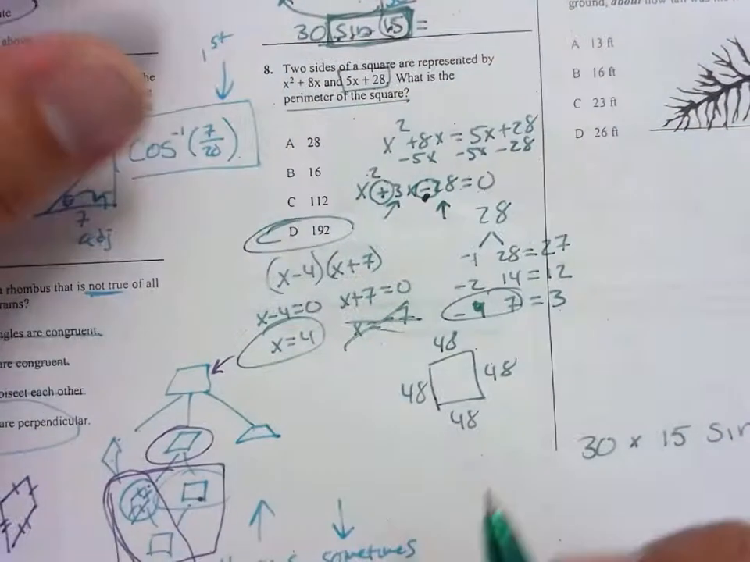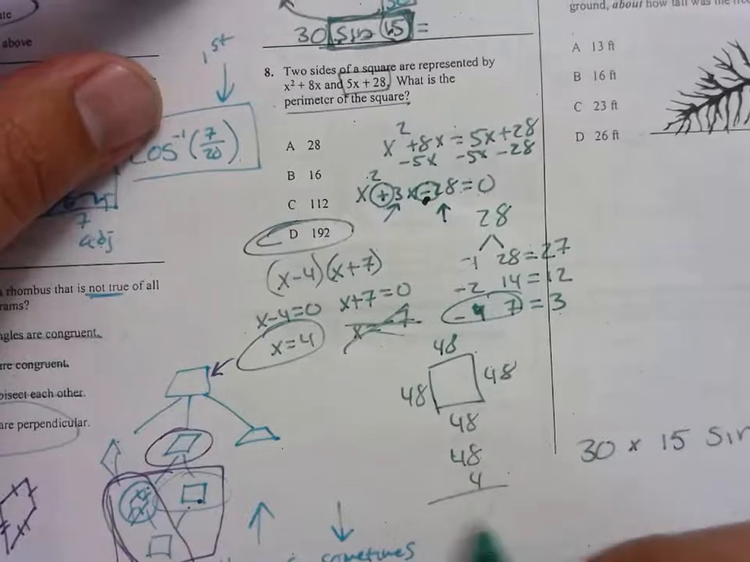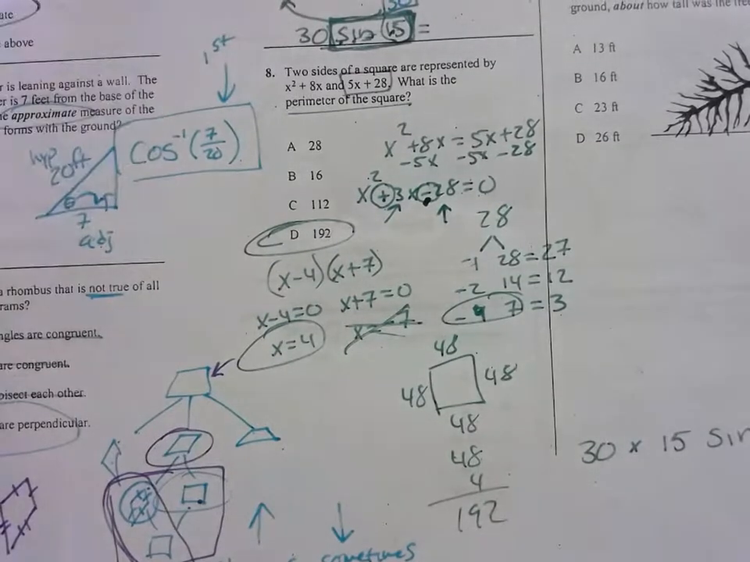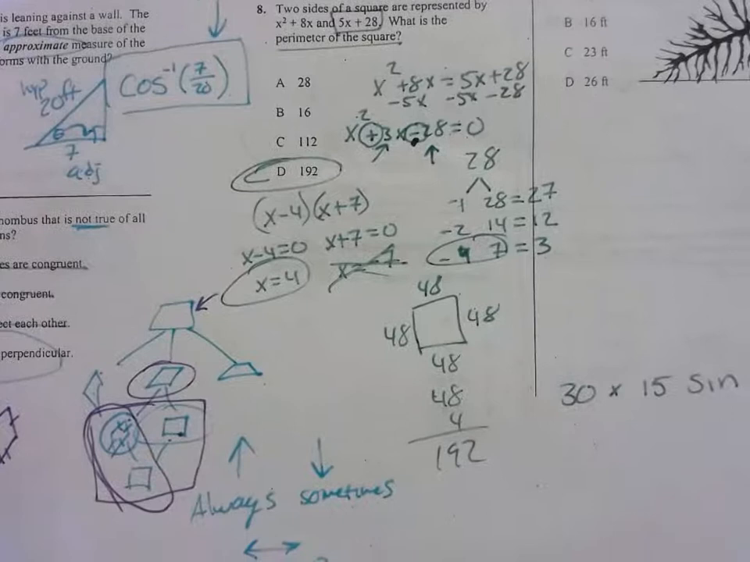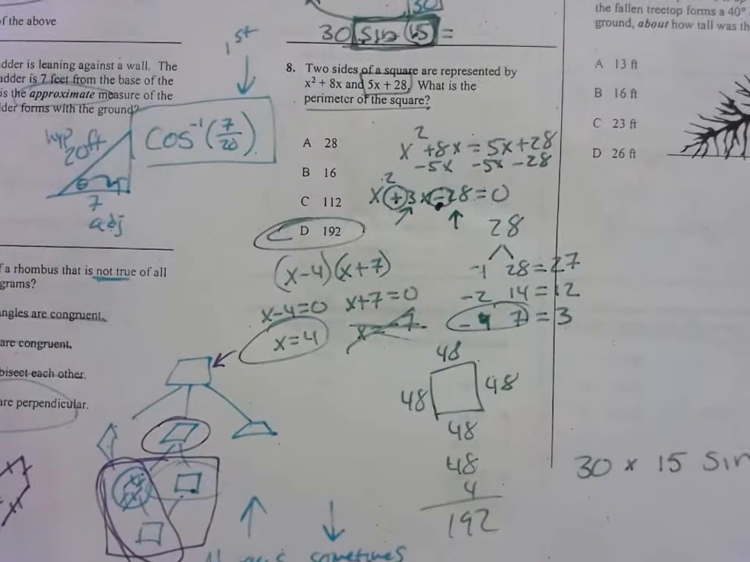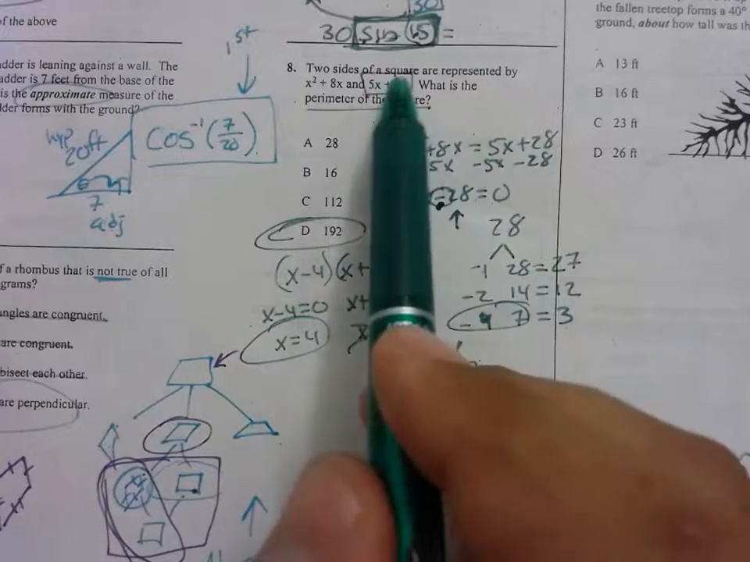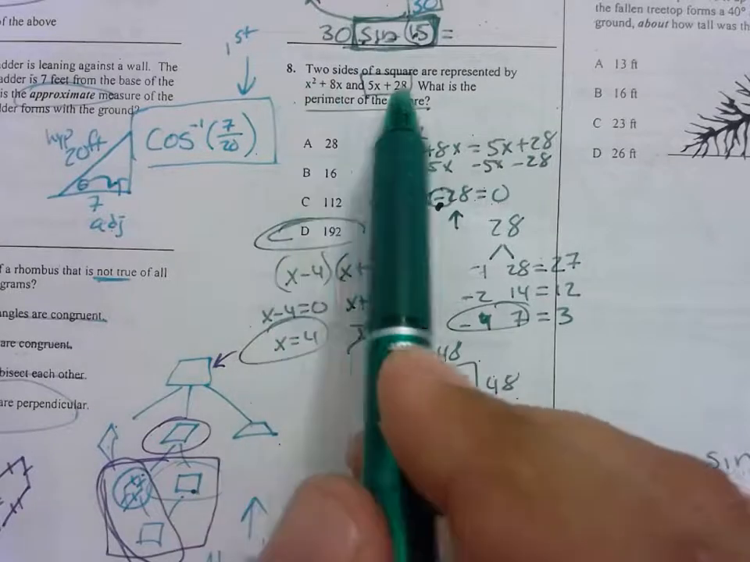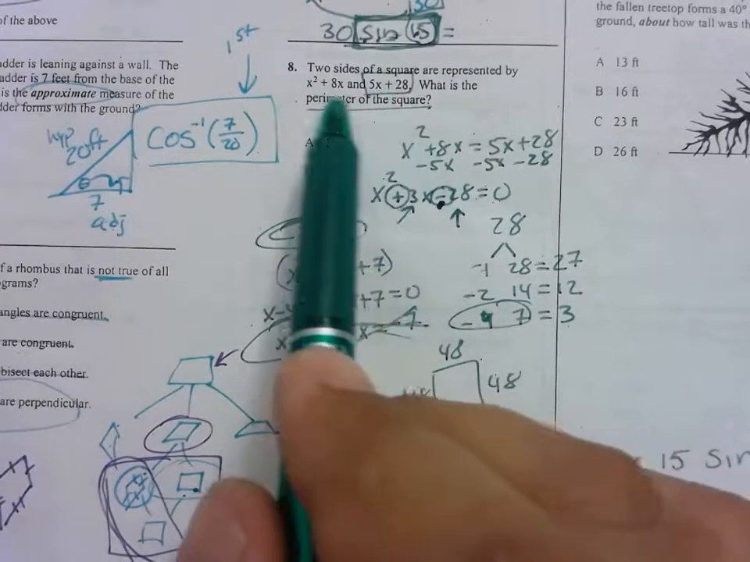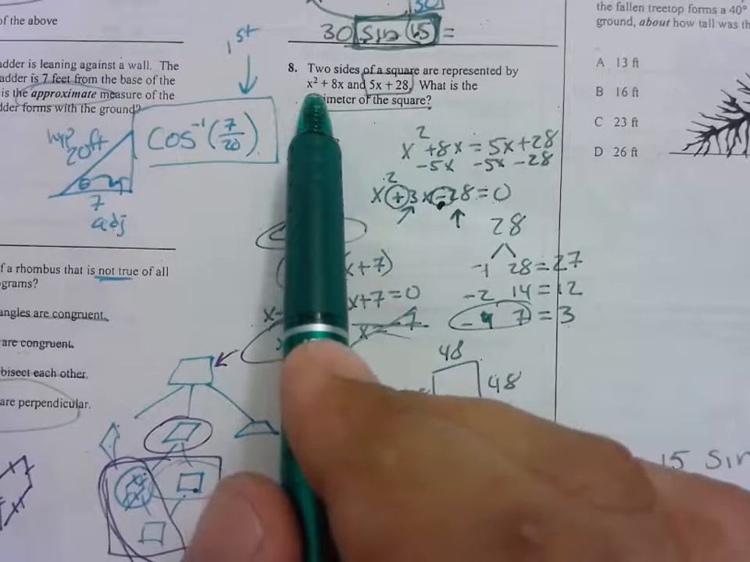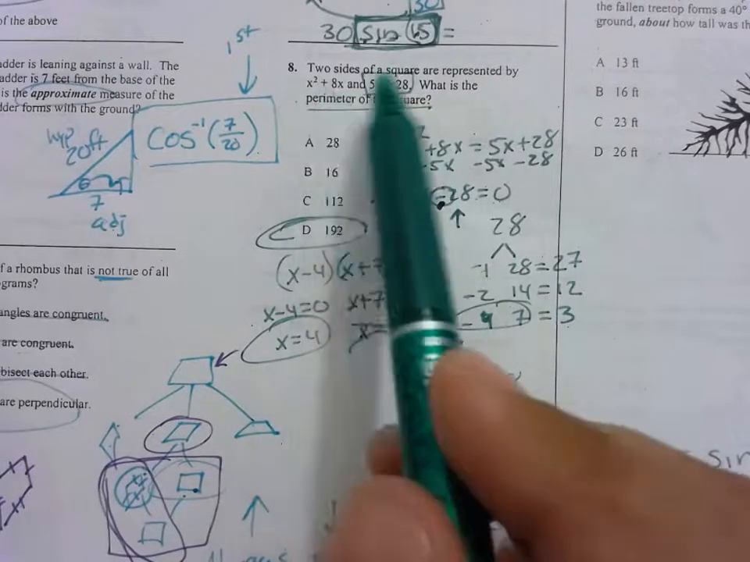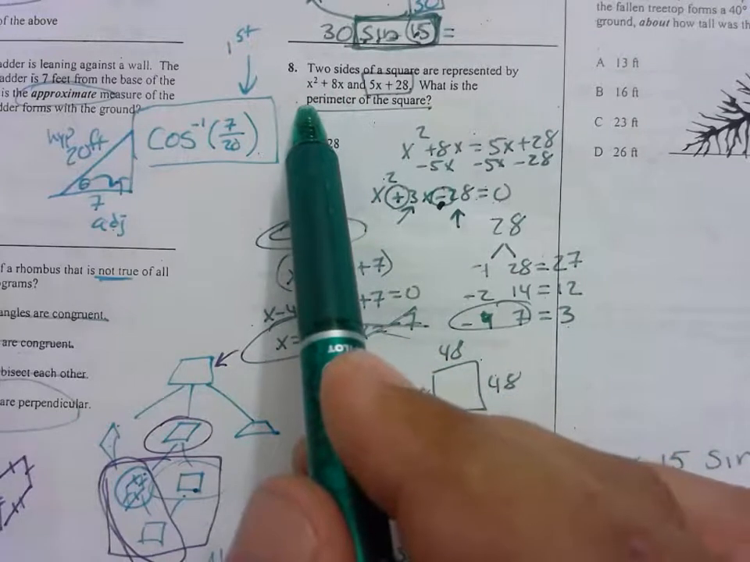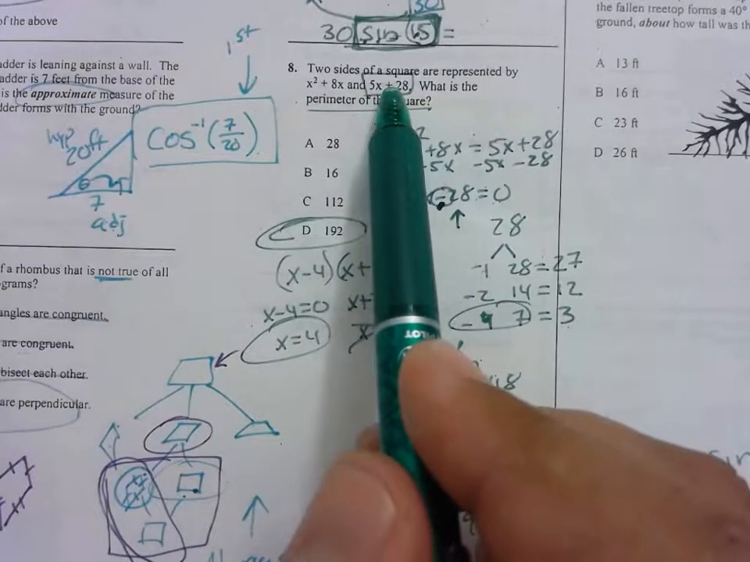You sure it's 192? Yeah. You plugged in the 4 and the 5x plus 28. It's a square, right? So all sides are equal, which means this side equals that side. I plugged it into the one that looked more appealing to me. This one just looks easier. If I plugged it in here, I'd get the same answer because in a square all sides are equal. But with this one, I'm squaring a number, then multiplying it by 8 times that number. That's just too much. So I plugged it into this one, which is just 5 times x plus 28.